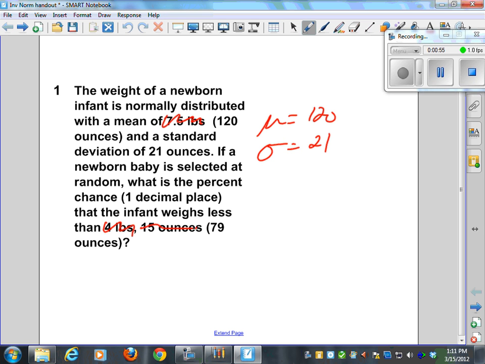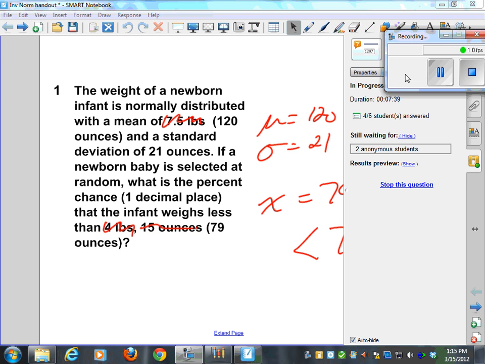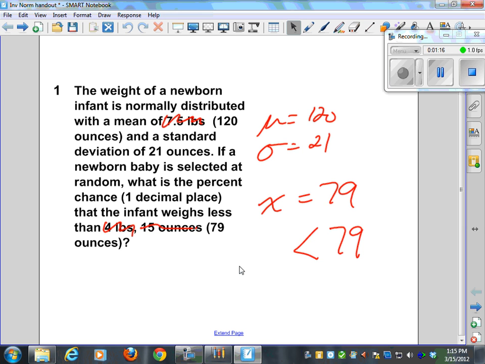So the 79 ounces is my raw score, my X. And I want to know the percent chance that the baby weighs less than 79, which I would point out is way below average, isn't it? Average is 120. Okay, I'll give you about 2 minutes. That's all you should really need. All right. I got a couple people, 4 out of 6 have answered. Let's have a look here.